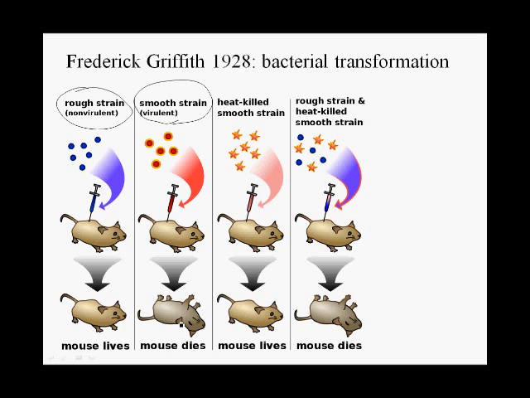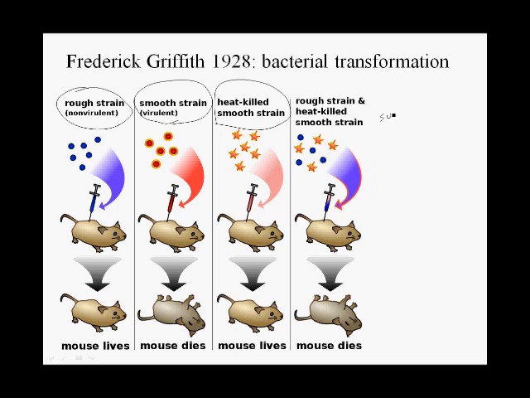So he was doing some experiments where he had the smooth strain cells and he heated them at 60 or 80 degrees Celsius for several minutes. And so they were all killed by the heat. And the proof is that when he injected them into mice, the mice lived, because there were no living cells and they had all been killed.